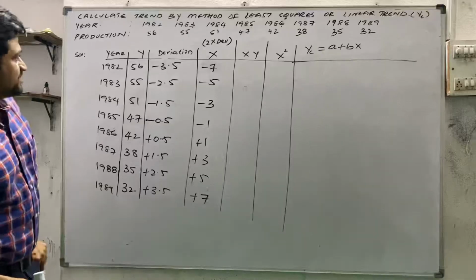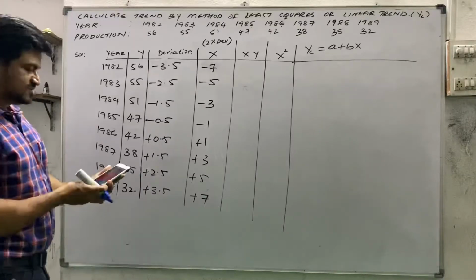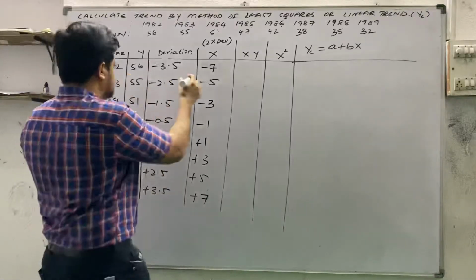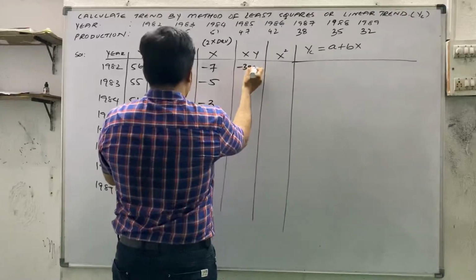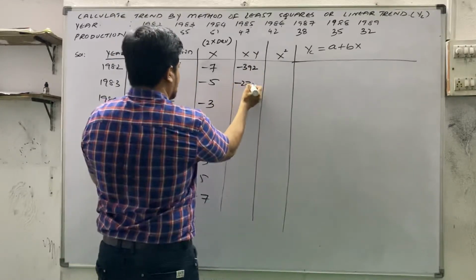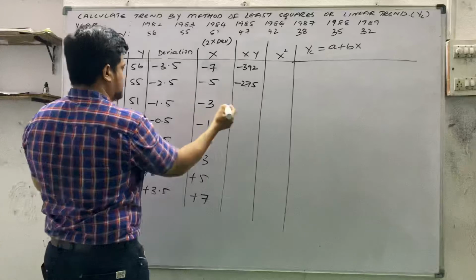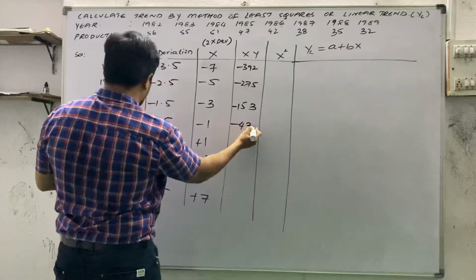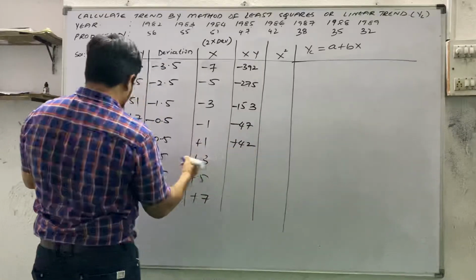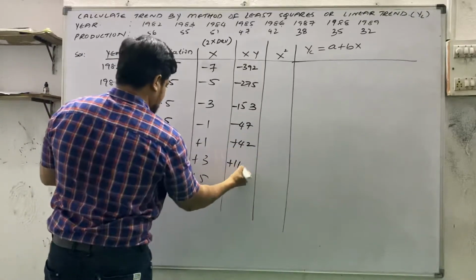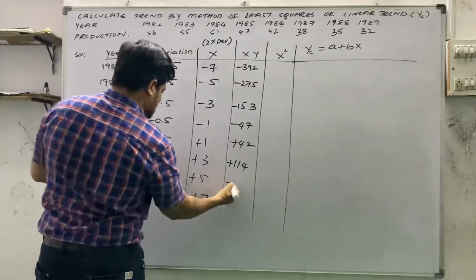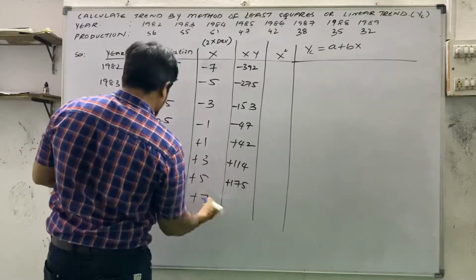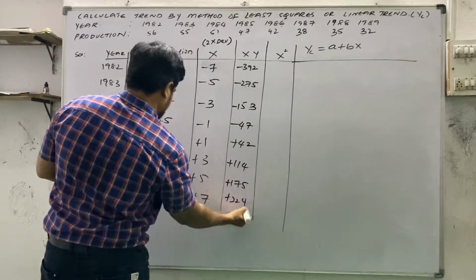We have to use the calculator in order to find those values. X into y: 56 into 7, minus 392. Then we have minus 275 by multiplying 55 and 5. 51 and 3, 153. Then 47, 1 times 47. 42, 1 times 42. 38, 3 times, we have 114. Then 35 into 5 times, 175. Then 7 into 32, 224.